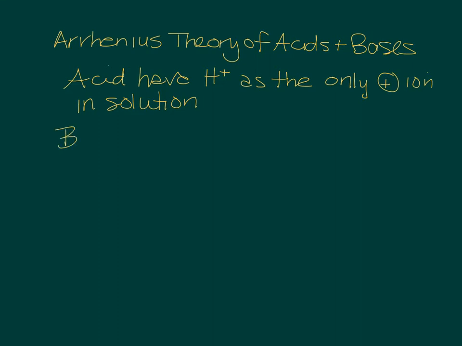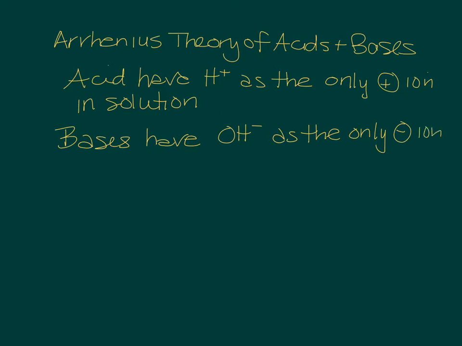And the Arrhenius theory of bases says that bases have OH minus as the only negative ion in solution, which I just showed you NaOH dissociates into Na plus and OH minus. All of your bases that end in OH are going to do that. The only one that's the exception is NH3, which doesn't even contain OH. So then that wouldn't even be considered an Arrhenius base because it doesn't have OH. And the reason why it's called the Arrhenius theory is just because of the guy that discovered it.